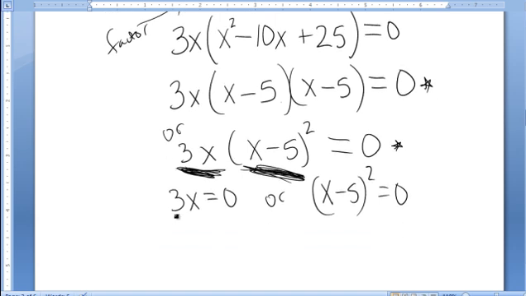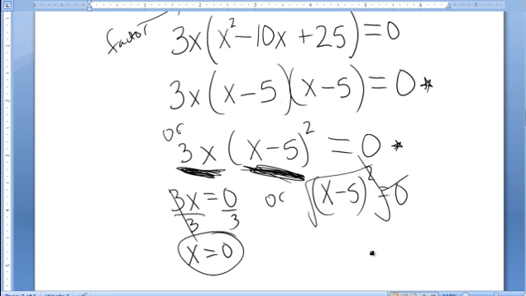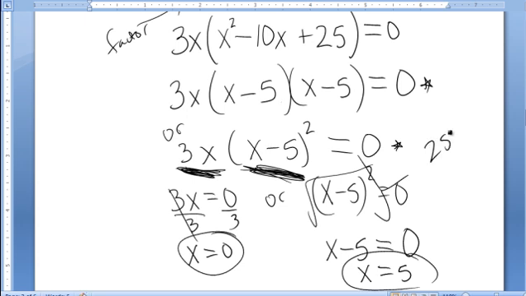To make 3x equal 0, we can divide both sides by 3, and so it must be that x was 0. To make x minus 5 squared equal 0, you could take the square root of both sides. The square root undoes the square, leaving x minus 5. The square root of 0 is just 0, and so x would have to be 5. So again, there are two solutions to the original equation. The two solutions are x equals 0 and x equals 5.